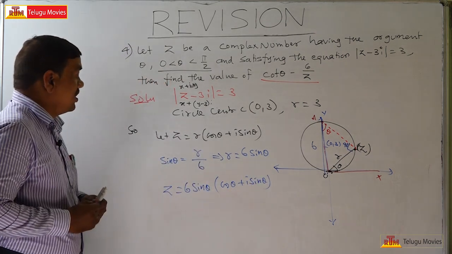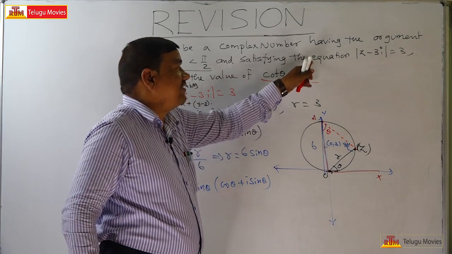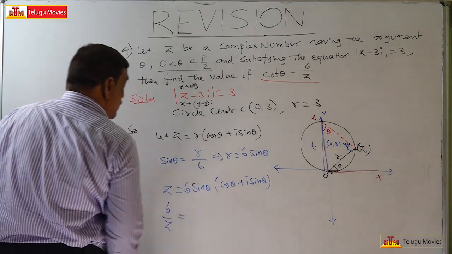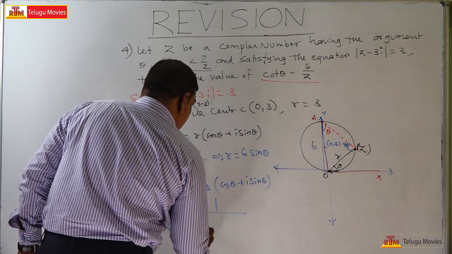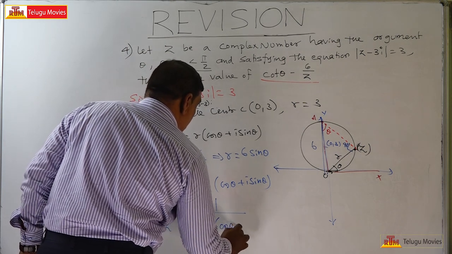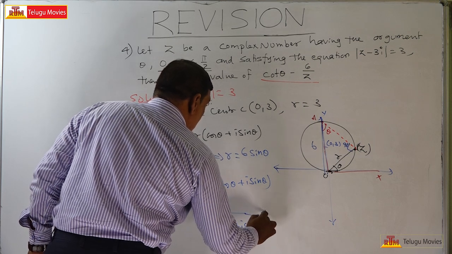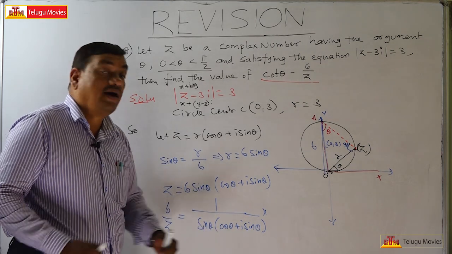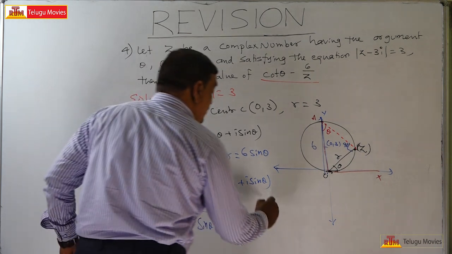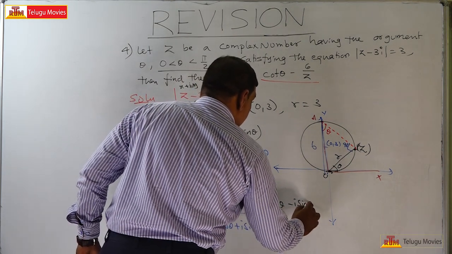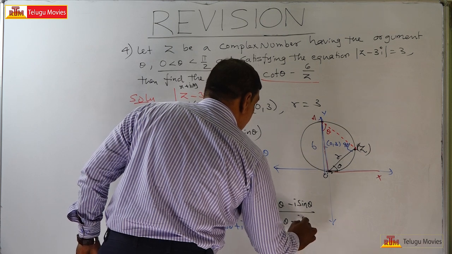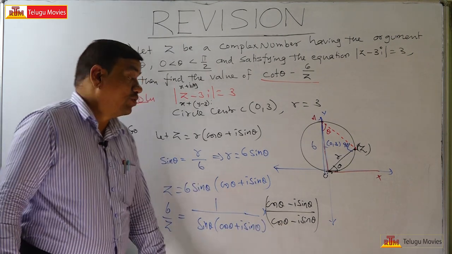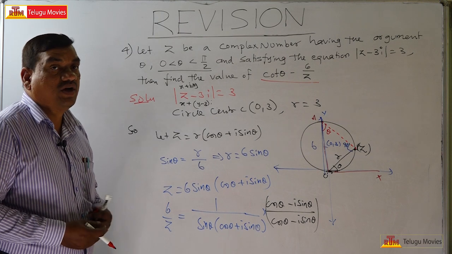Okay. Almost we got the answer. We want 6 by z. So 6 by z is equal to 1 by sin theta into (cos theta plus i sin theta). Here we multiply by cos theta minus i sin theta by cos theta minus i sin theta. Right. So cos theta plus i sin theta into cos theta minus i sin theta, a plus b into a minus b, a square minus b square, you will get 1.